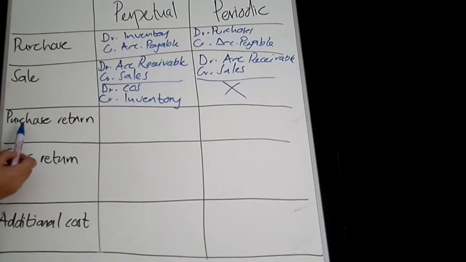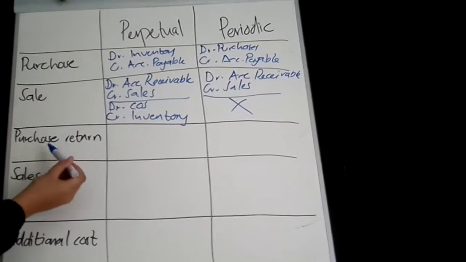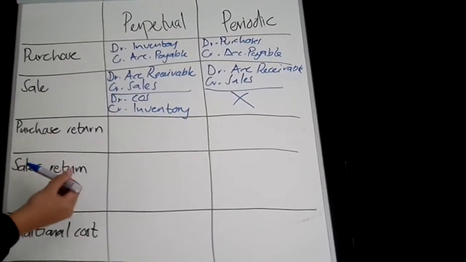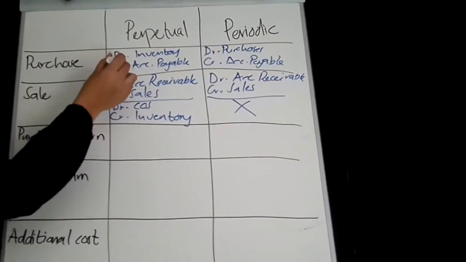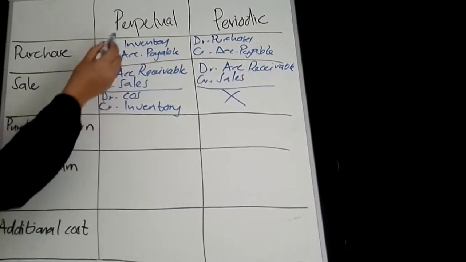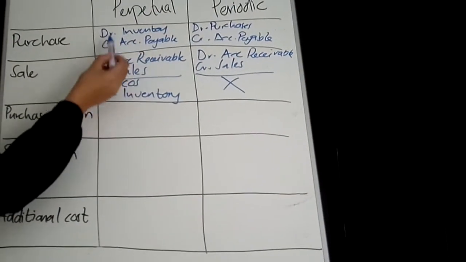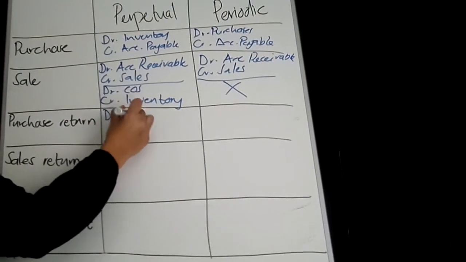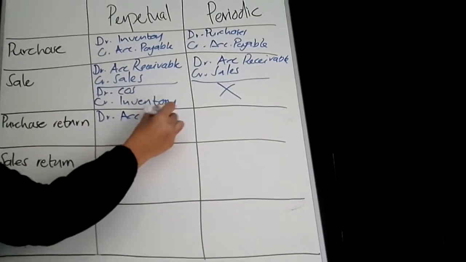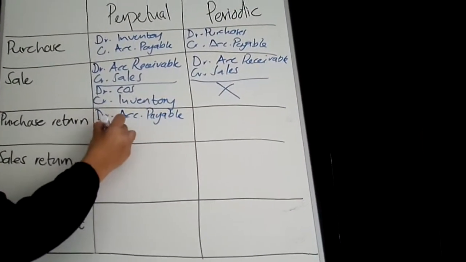The third transaction is a purchase return. So this is when we are the ones returning to our supplier. The journal entry is the opposite of what we've done when we purchased the inventory. So when we purchase the inventory, we debited inventory and credited accounts payable. Now you will debit accounts payable and you will credit your inventory.